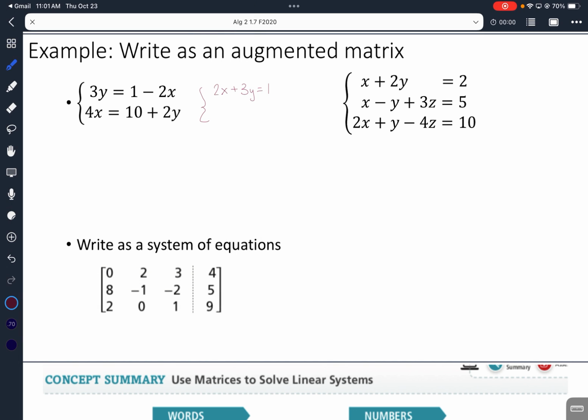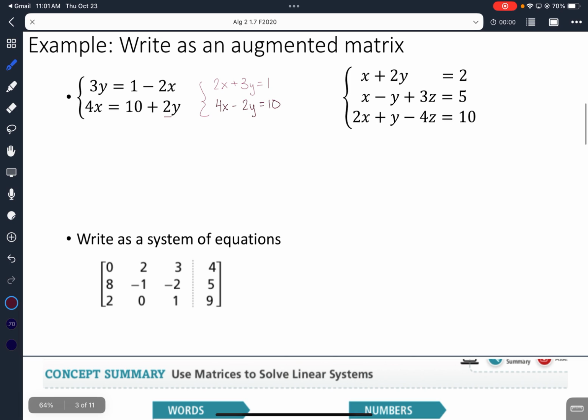Okay, so 2x plus 3y equals 1, and then I've got to subtract this over. So 4x minus 2y equals 10. Did that help a little? Yeah. Okay. I think the color more than anything. So now I'm ready to make my augmented matrix.